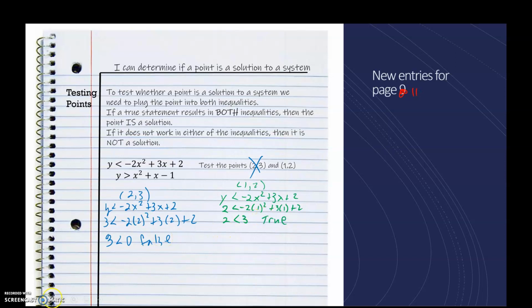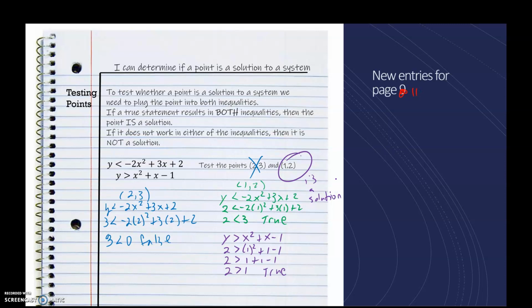So now we have to test it in the other equation. I'm going to use a different color. Let's plug it into this one. y is greater than x squared plus x minus 1. So 2 in the y position, 1 in the x. This one's pretty quick and easy to do. I'm not going to use my calculator on it. This is just 1 plus 1 minus 1, and 2 minus 1 is 1. So 2 is greater than 1. That is also true. So since it is true for both, 1, 2 is a solution for the system.